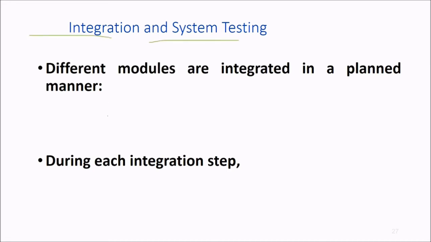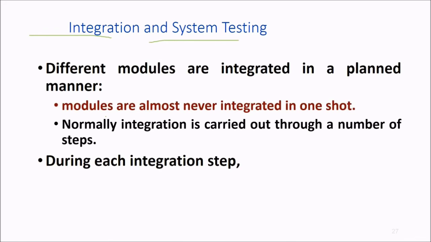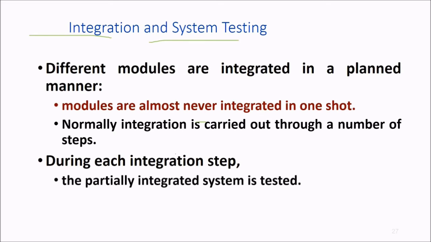So different modules are integrated in a planned, well-organized manner, and modules are almost never integrated in one shot. Not once, meaning they are not all combined together. Normally integration is carried out through a number of steps, one combined with the second, then the third, and likewise a grouping of modules can be done. And during each integration step, the partially integrated system is again tested.